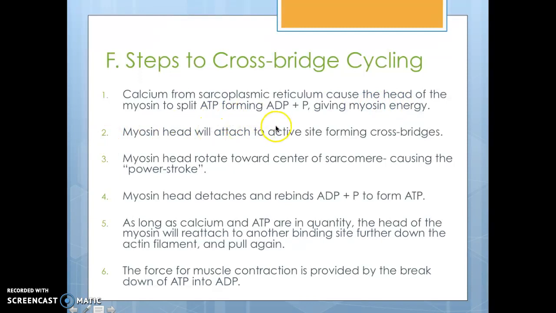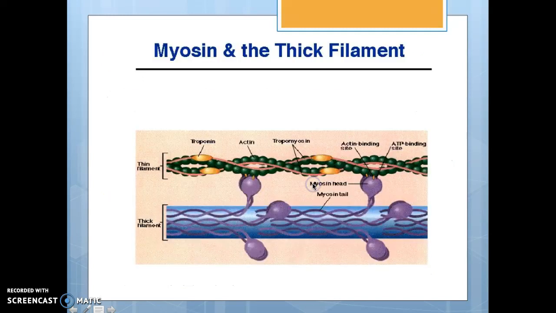The myosin head will attach, forming a cross bridge. The myosin head will rotate the sarcomere towards the center. That's called the power stroke. The myosin head will then detach, rebinding ADP plus P to form ATP. As long as you have calcium and ATP, the head of the myosin will reattach to another binding site further down and keep pulling. So you're getting closer and closer and shortening that H zone. And that essentially is muscle contraction.